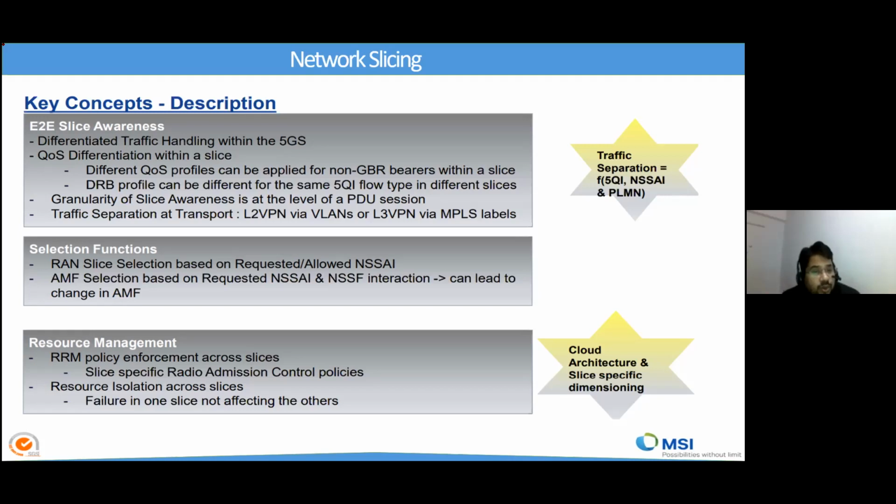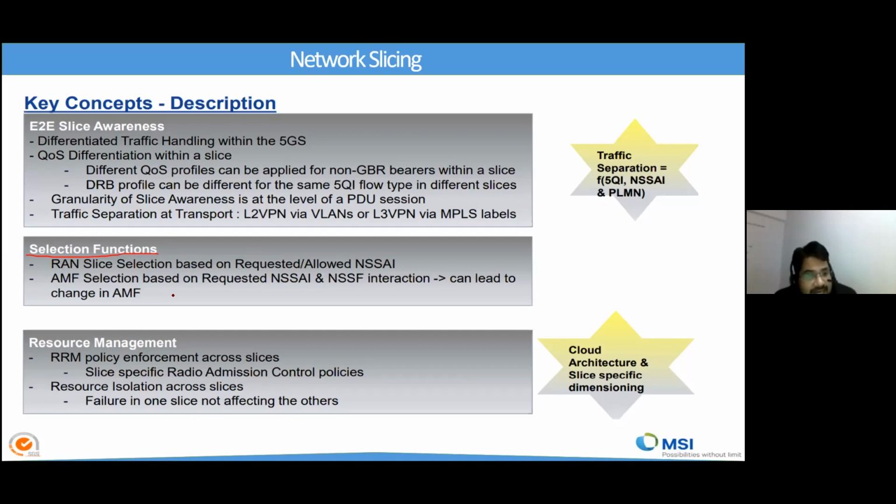So since we know that there are different quality of service profiles with respect to every kind of service, whether it's a non-guaranteed bitrate service or the GBR service, based on those services, it will provide that information, right?